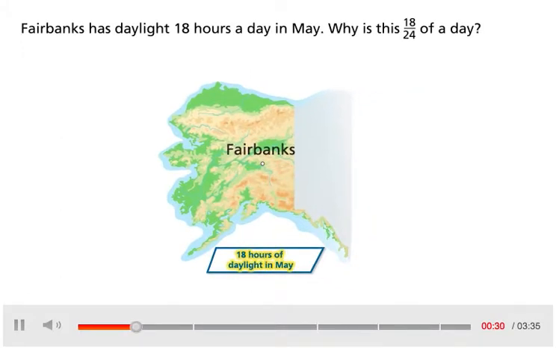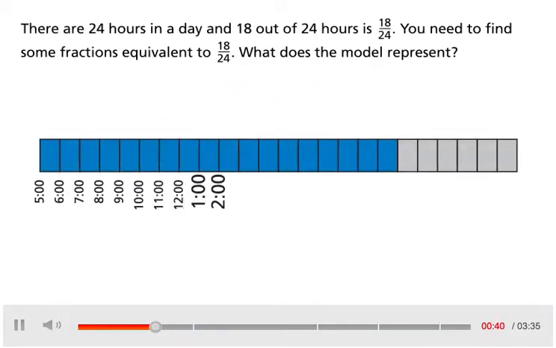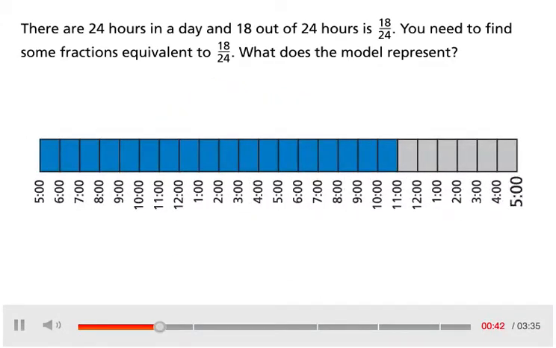Fairbanks has daylight 18 hours a day in May. Why is this 18/24 of a day? There are 24 hours in a day, and 18 out of 24 hours is 18/24. You need to find some fractions equivalent to 18/24.